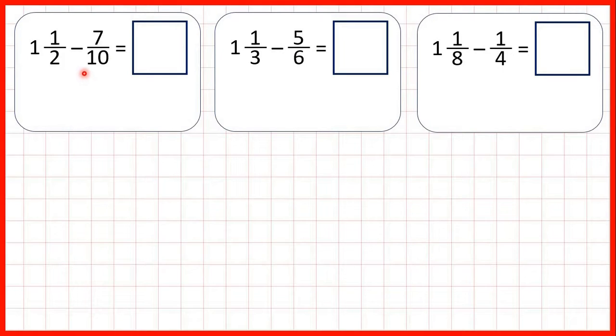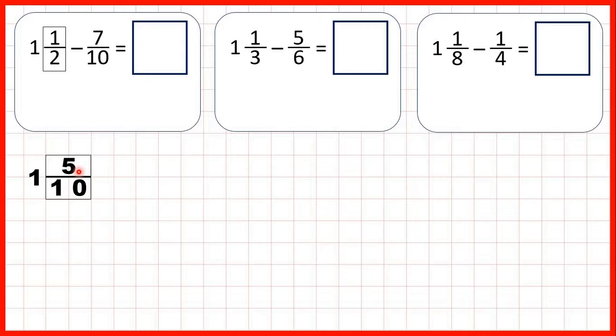Now, we need to subtract a fraction from a mixed number. But if we look at our denominators, we can see that they're not the same. And to subtract fractions, we need the denominators to be the same. So, for this first question, we need to find a fraction equivalent to 1/2, which has a denominator of 10. So instead of writing 1 and a half, we can write 1 and 5/10.